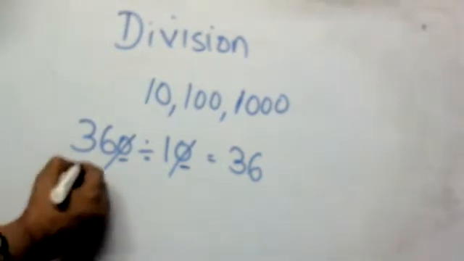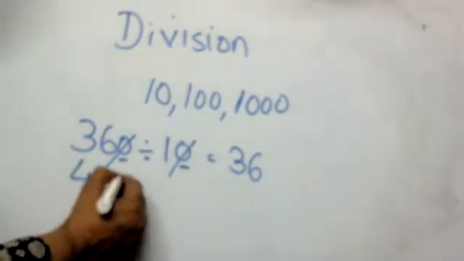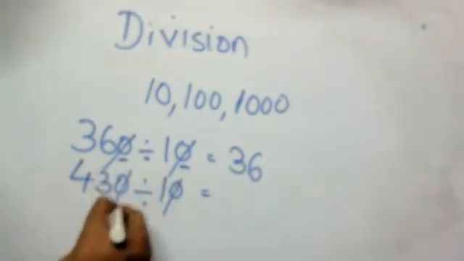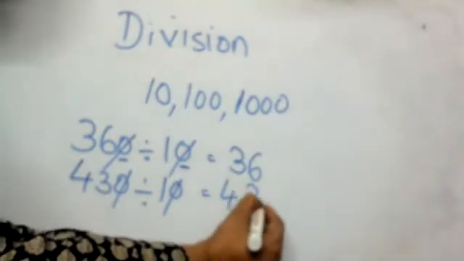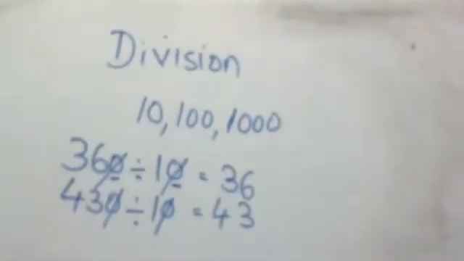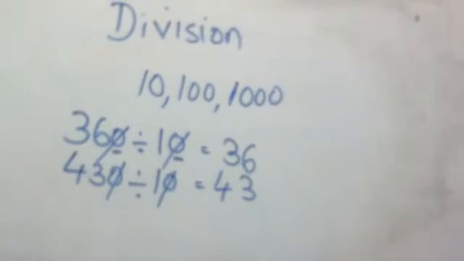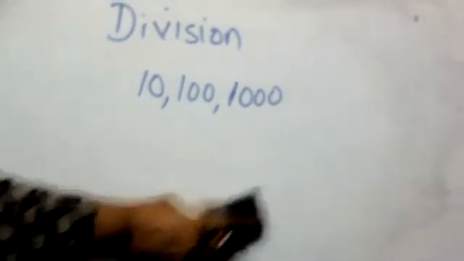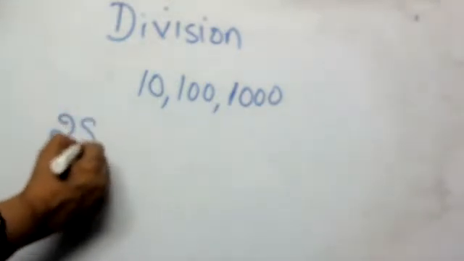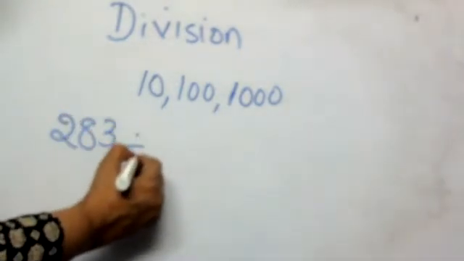Now, if there is 430 divided by 10, then this and this is cancelled. So the answer is 43. It's very simple. But the problem arises when there is another number where there is no zero, like 283 divided by 10.